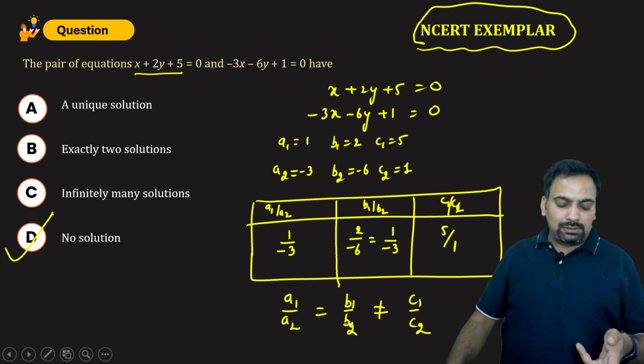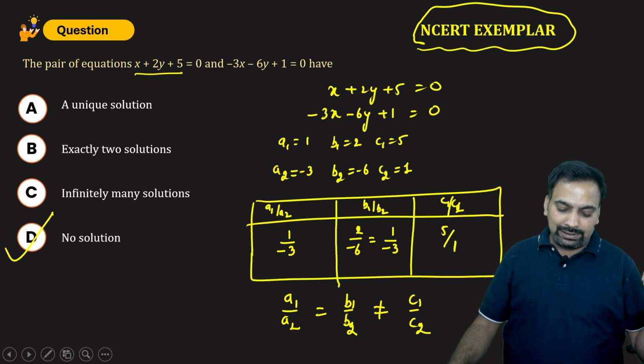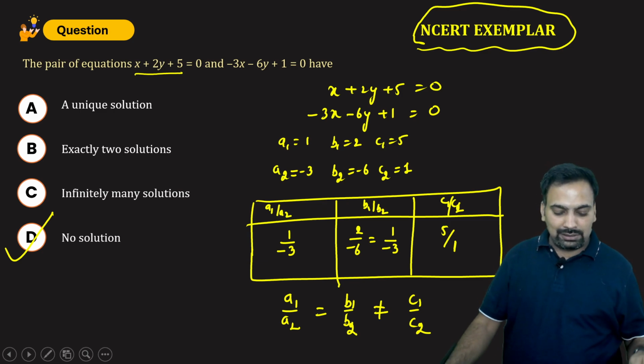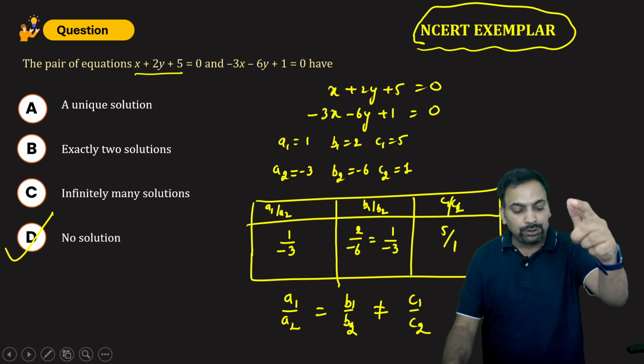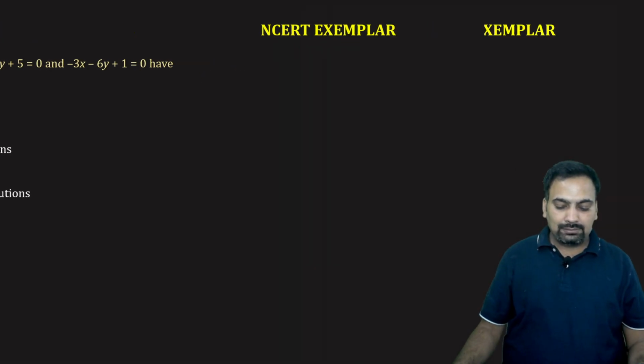Exactly two solutions, there is nothing, because there are only three: unique, infinite, and no solution. So this is a bogus option. So option D is correct. Any doubt?